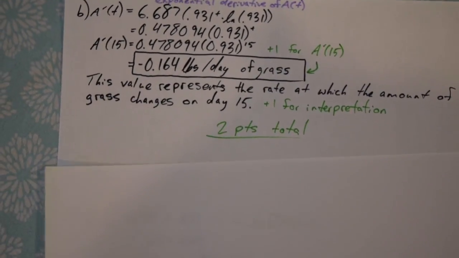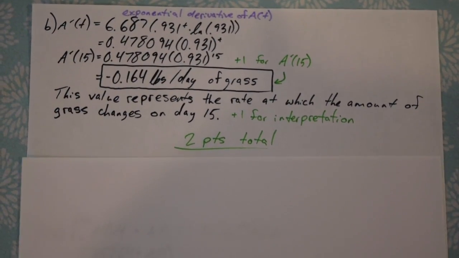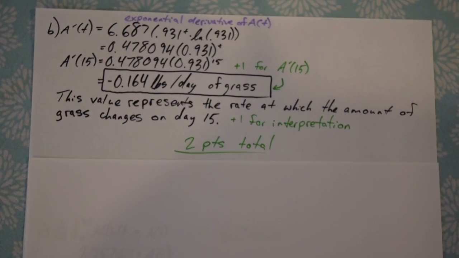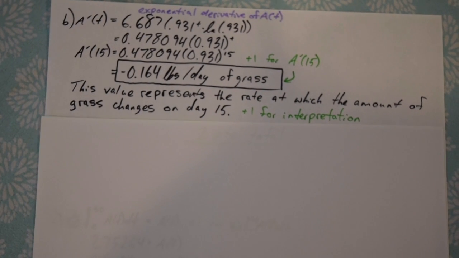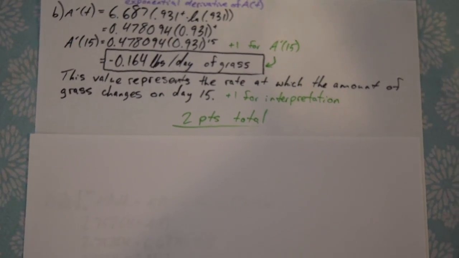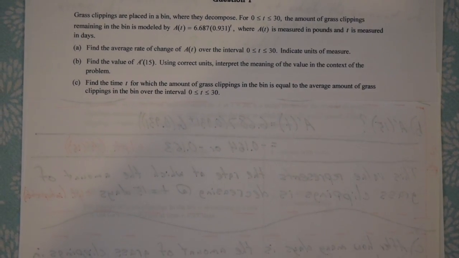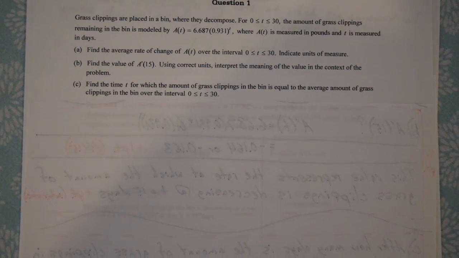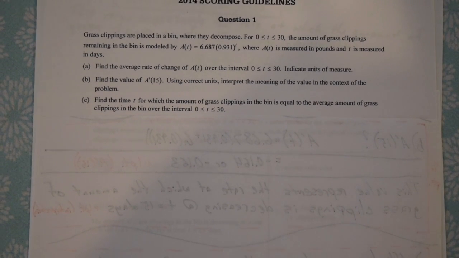The interpretation is this value represents the rate at which the amount of grass changes on day 15. You get 1 point for the interpretation, and so this part of the FRQ is worth 2 points too. C asks us to find the time t for which the amount of grass clippings in the bin is equal to the average amount of grass clippings in the bin over the time interval from 0 to 30 days.